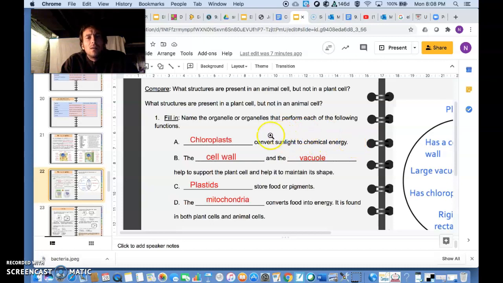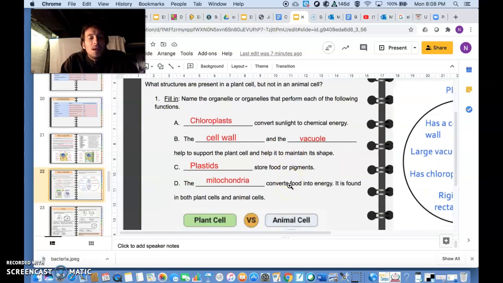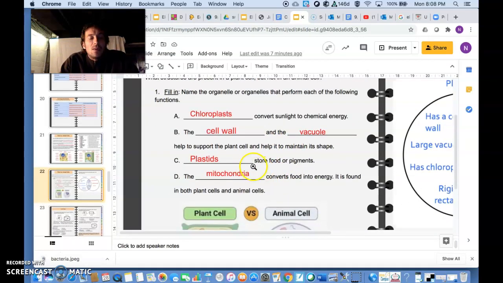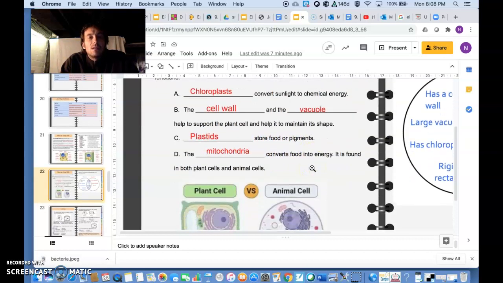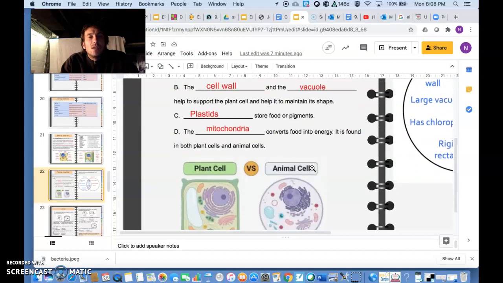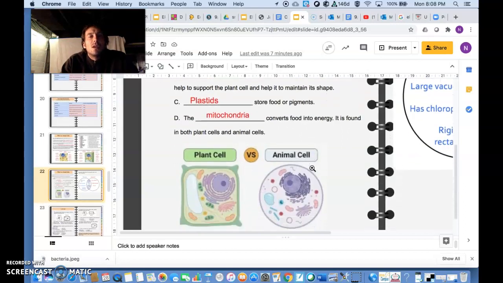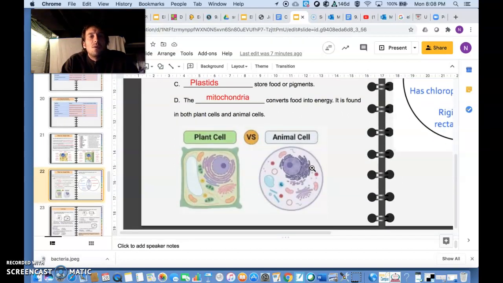Chloroplasts are the reason that plant cells can make their own food. They also have a cell wall and a vacuole. And some other things here. Plastids store food or pigments. The mitochondria converts food into energy, and that one's found in both.